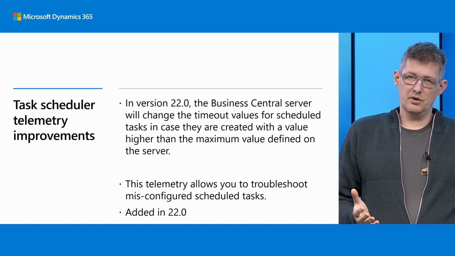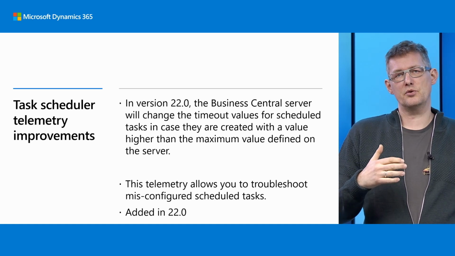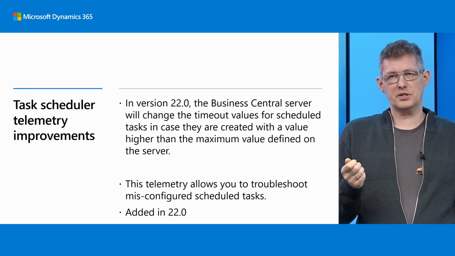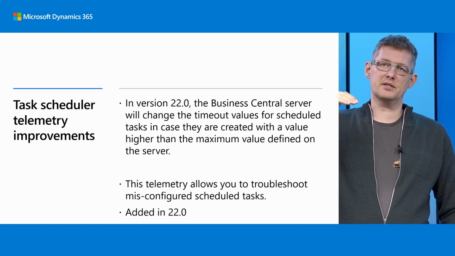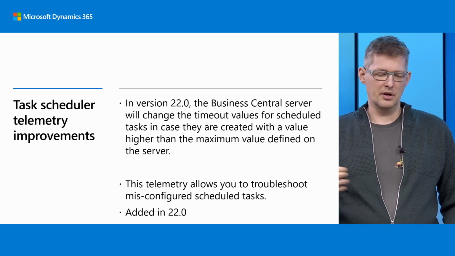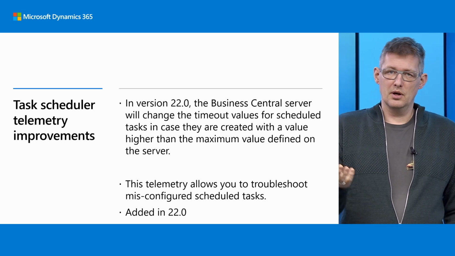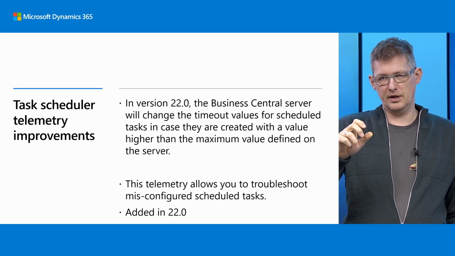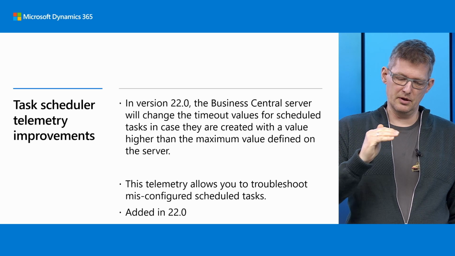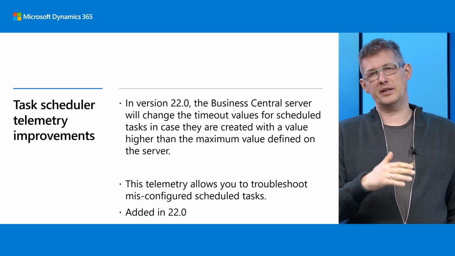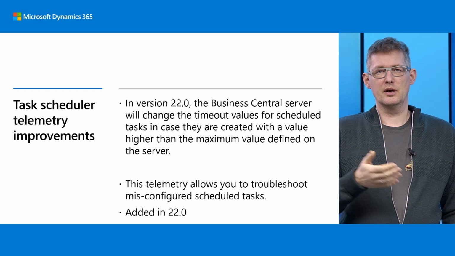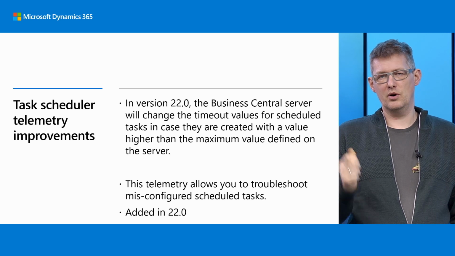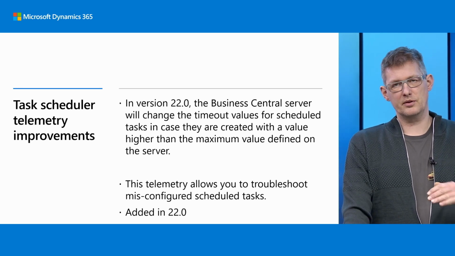For task scheduler, we changed in the server that in 22 you cannot spin up a scheduled task with a timeout that is higher than the allowed max timeout. If you do so, we now adjust your timeout to the allowed max value in the server, and then we emit to telemetry that we did this. So you can look in telemetry and alert if you somehow configure your timeouts with too high values.